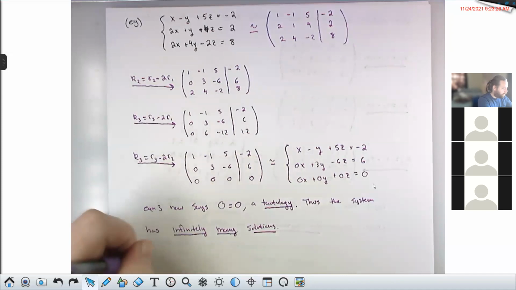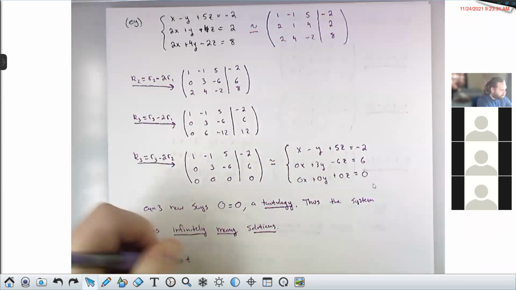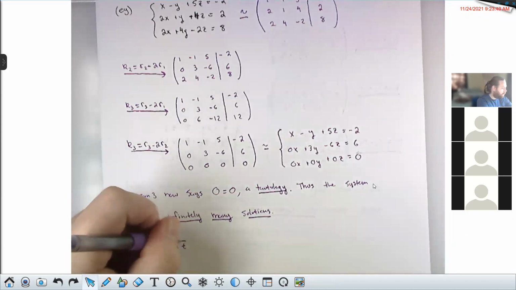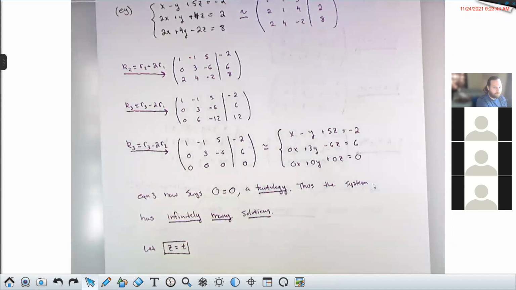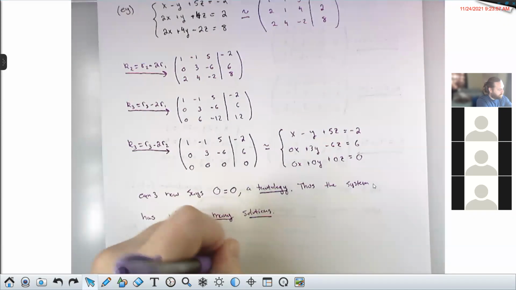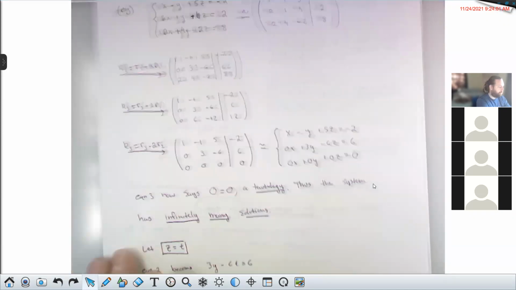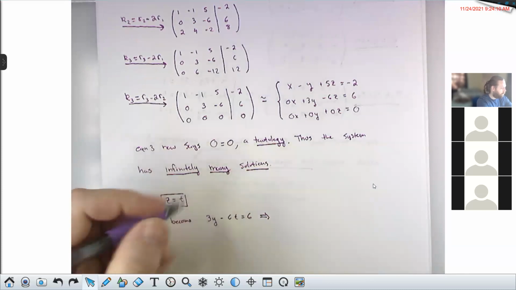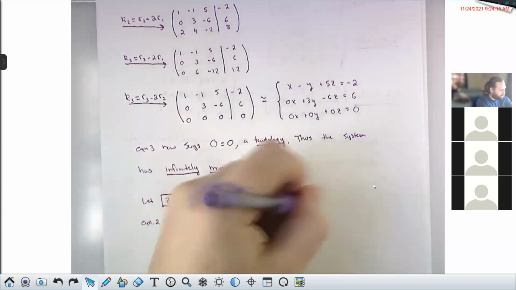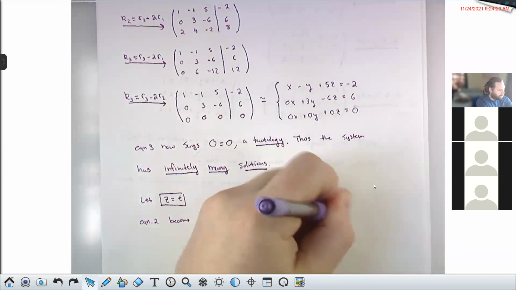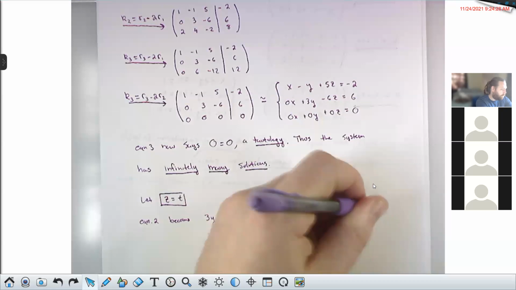What is true is if we let z be just t, then I can solve for the other variables in terms of t. Then equation 2 becomes 3y minus 6t equals 6. You can divide through over here by 3. Let me just do the normal thing. So say that means 3y is equal to 6 plus 6t. And then dividing by 3, that means y would be 2 plus 2t.